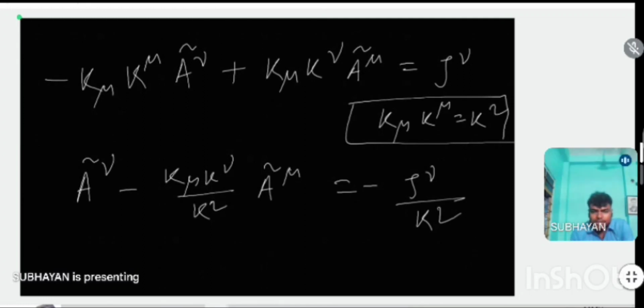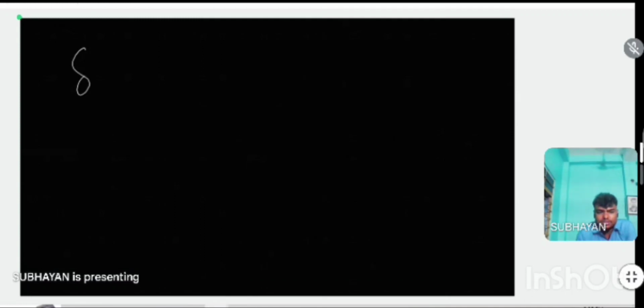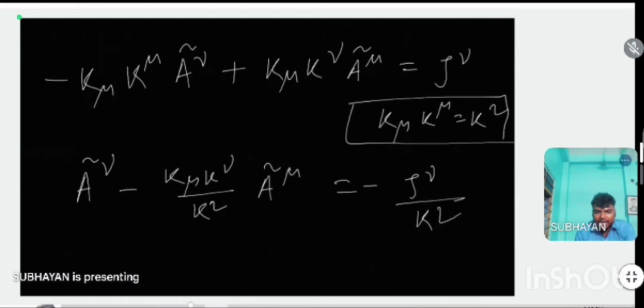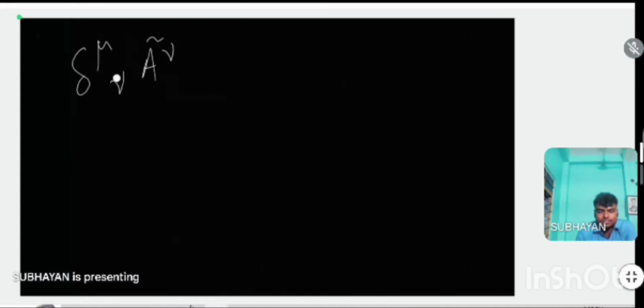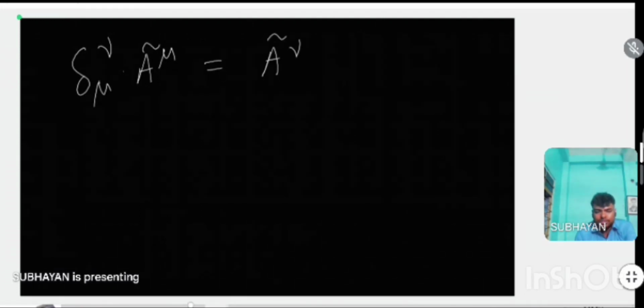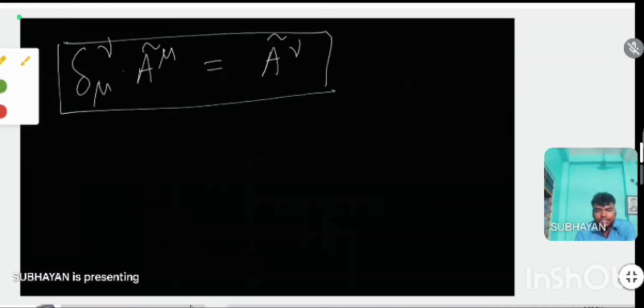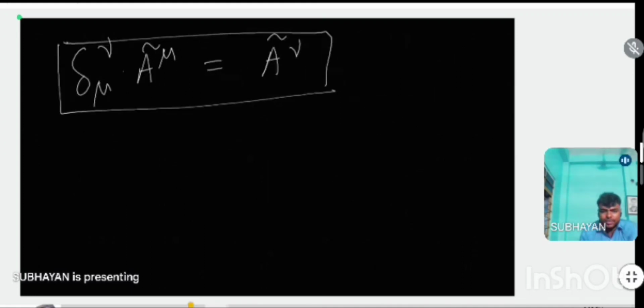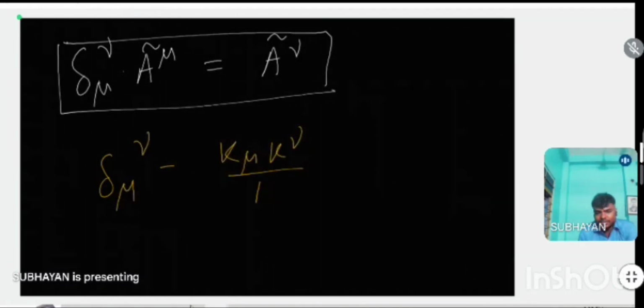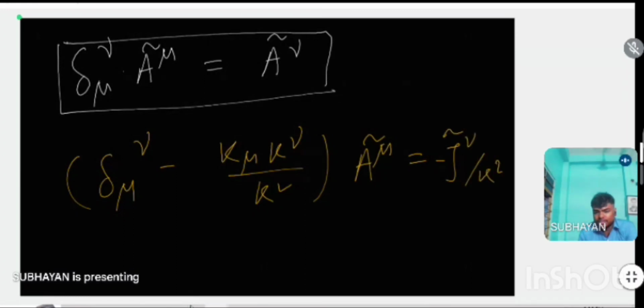And the right hand side, suppose this A nu tilde, you can write as Kronecker delta mu nu of A mu tilde. So A nu tilde is equal to Kronecker delta mu nu of A mu tilde. So if you put this here in the place of A nu tilde, you will find Kronecker delta mu nu minus k mu k nu by k square of A mu tilde is equal to minus J nu tilde by k square.